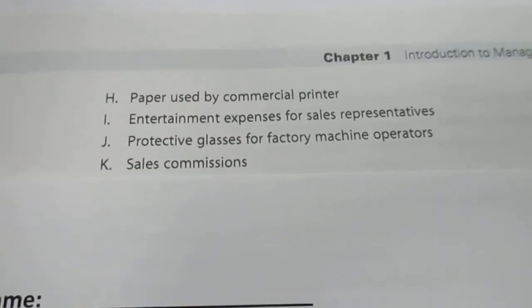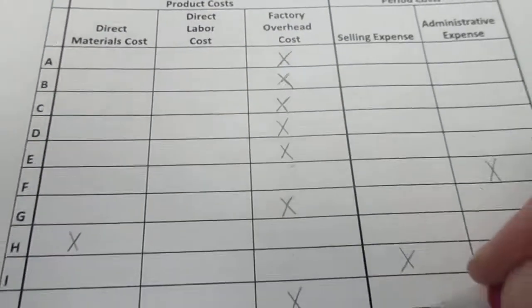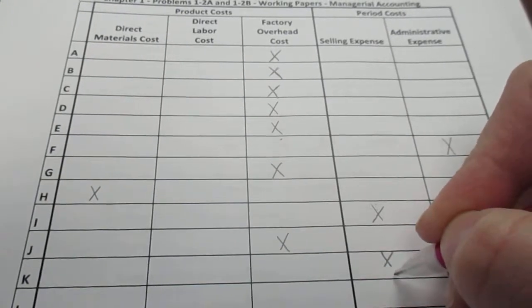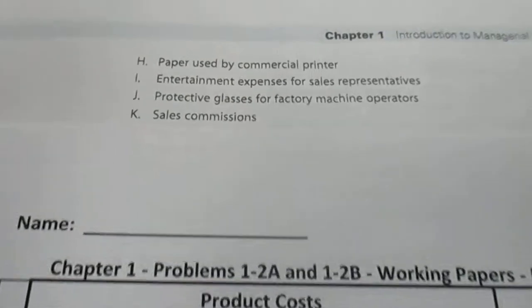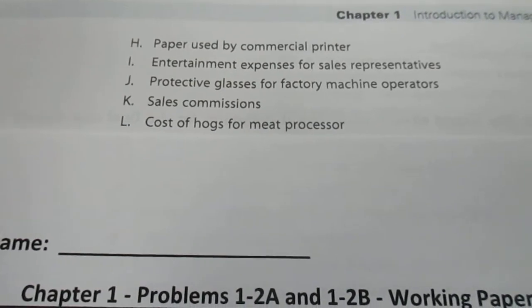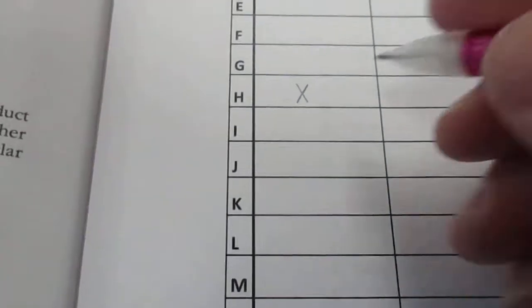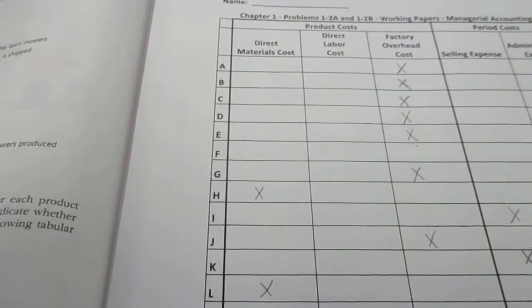Letter K, sales commissions. There's the word sales, so letter K becomes a selling expense. L, the cost of the hogs for the meat processor. That would be a direct material. Okay, so that goes in the first column, direct materials cost.